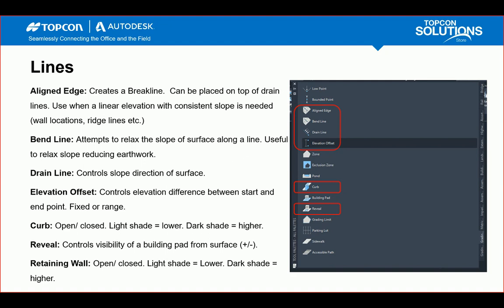Reveal controls the visibility of a building pad. It can be positive or negative. So if you want to force the surface to show some of the foundation, maybe you've got a lower floor where you're planning on installing some windows, or you can do the opposite and make it negative and actually hide more of that foundation. Last thing, retaining wall, open, closed. They work very similar to curbs, with the light shade is the lower, dark shade is the higher side.